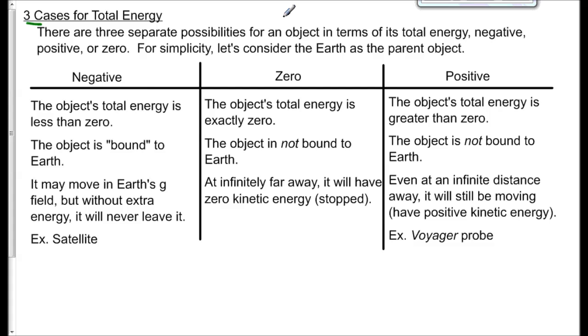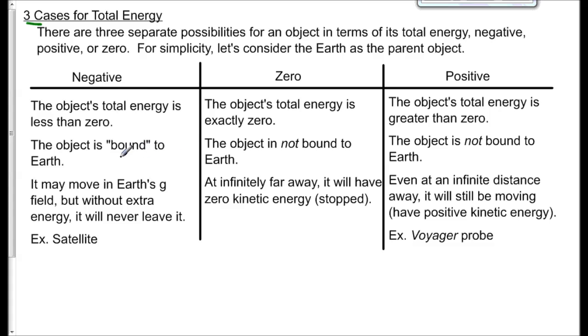Just for simplicity, let's constrain ourselves to only talking about the Earth as the parent object. This would be the object we're measuring things relative to, the thing that something might orbit around. So if you have negative energy, meaning total energy is less than 0, what this means is the object is bound to Earth.